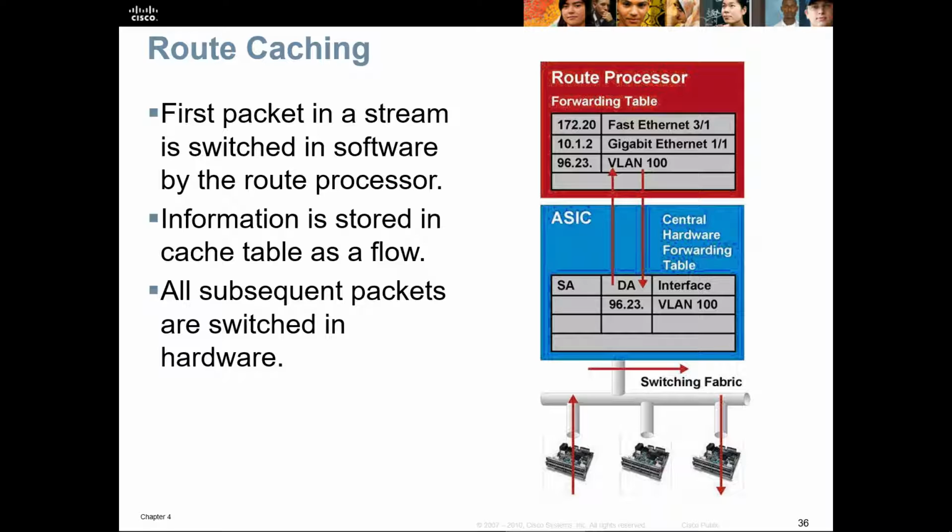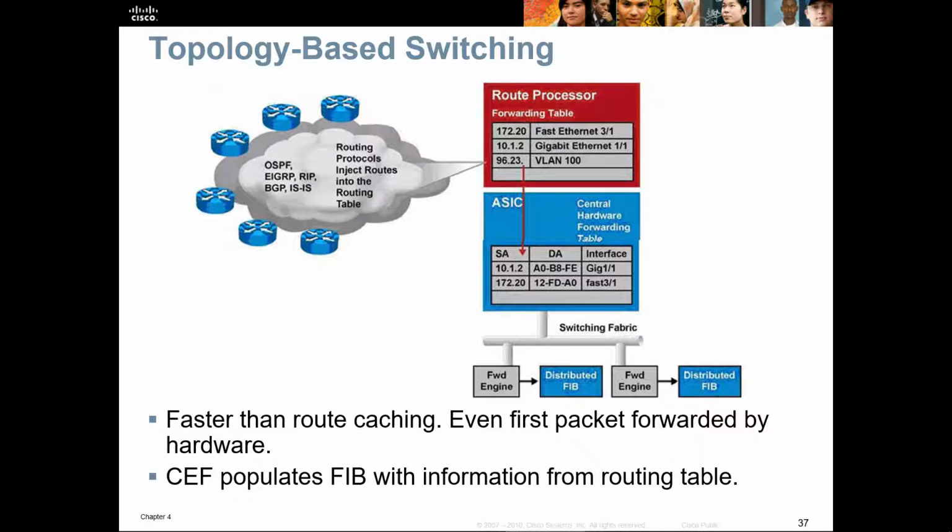Here's what we talked about with route caching. The first packet in a stream is switched in software by a route processor. Information is stored in cache tables as a flow, and then subsequent packets are switched in hardware. Topology-based switching is faster than route caching, with even the first packet forwarded by hardware. CEF populates the FIB with information from the routing table.